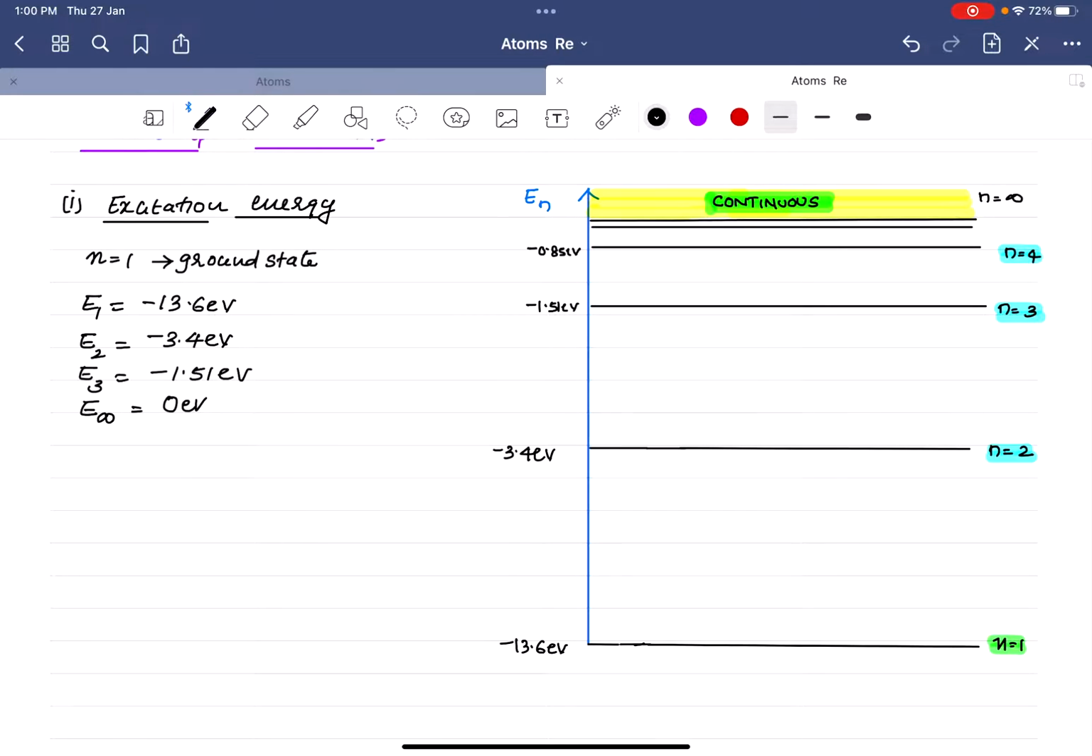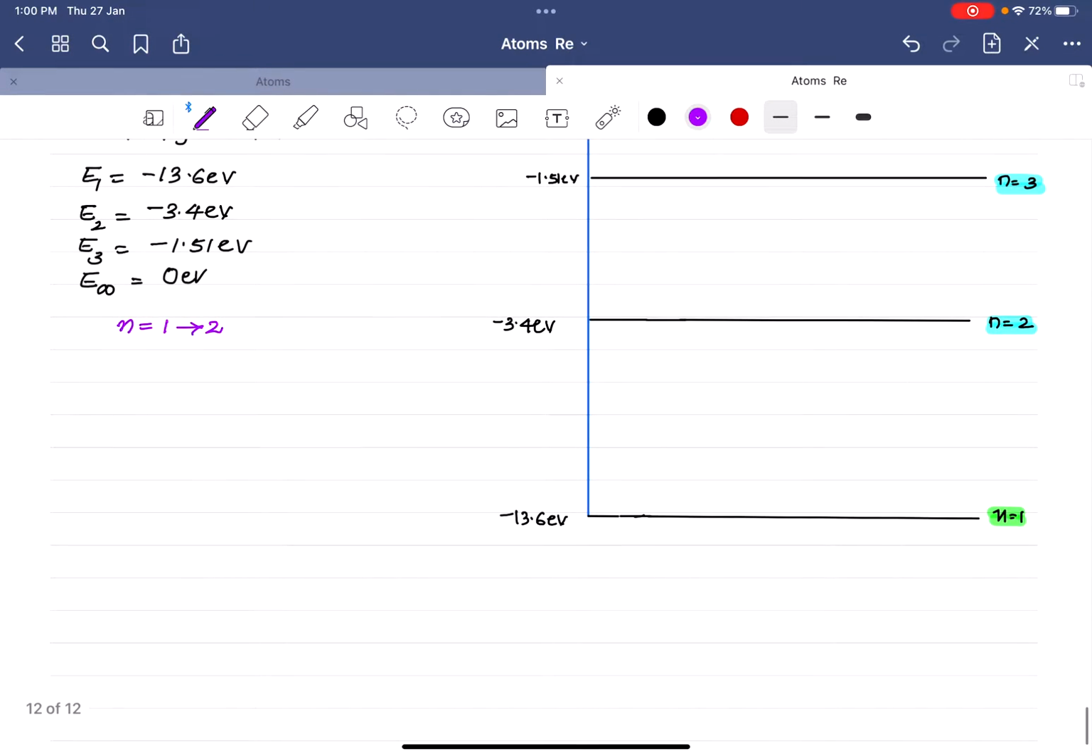Now, if you want to lift the electron from ground state to first excited state, ground state to first excited state means here you have to take the electron from n is equal to 1 level to n is equal to 2 level. How much energy you have to provide? So E will be equal to E2 minus E1. That will be equal to minus 3.4 minus (minus 13.6). This will be equal to 10.2 electron volt.